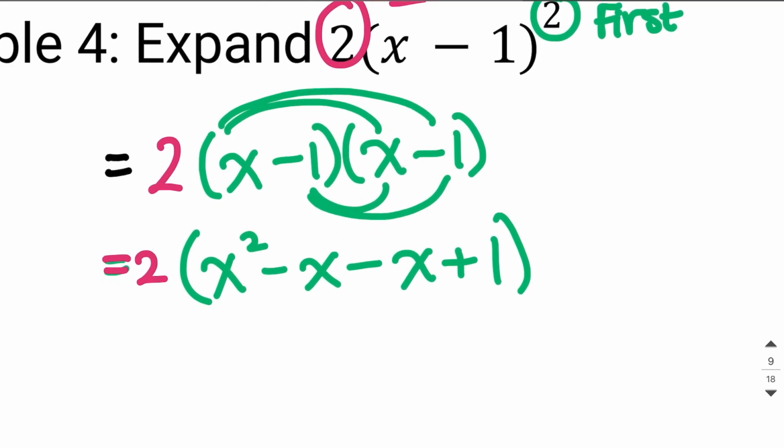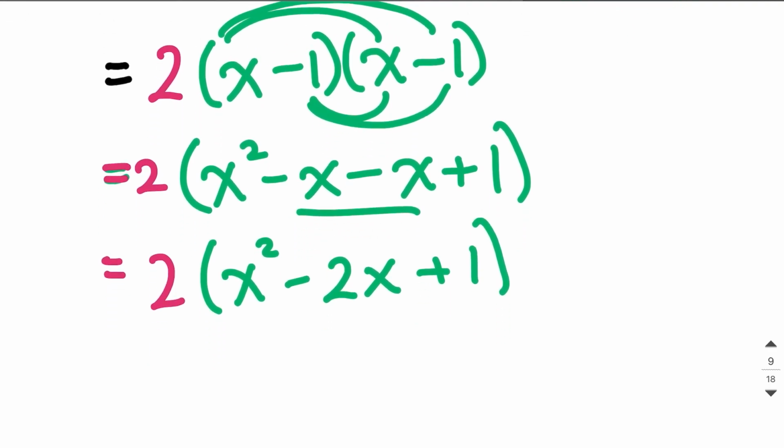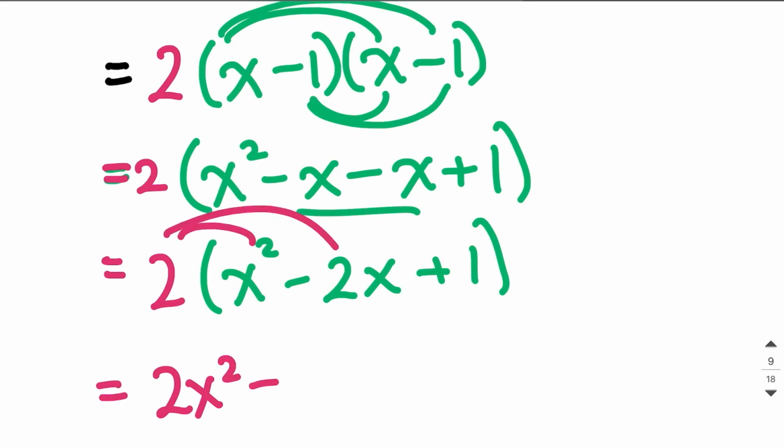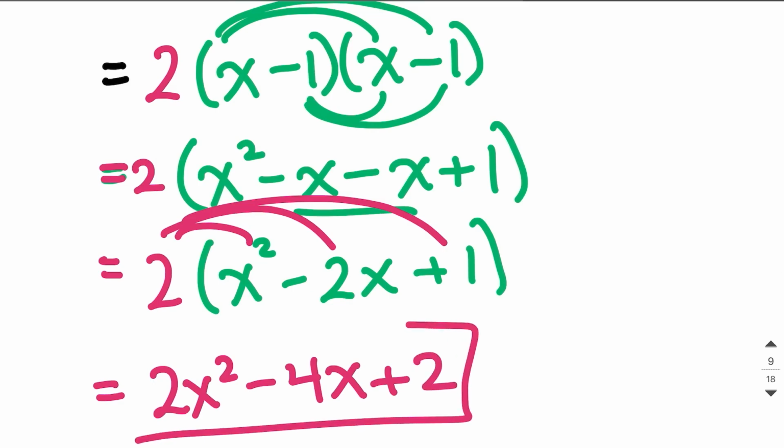Now, I can either distribute next or collect like terms. It doesn't really matter. Either way will work. These together give me negative 2x. And then after that, I distribute the 2 through. So I get 2x squared minus 4x plus 2. And then this would be my final answer.